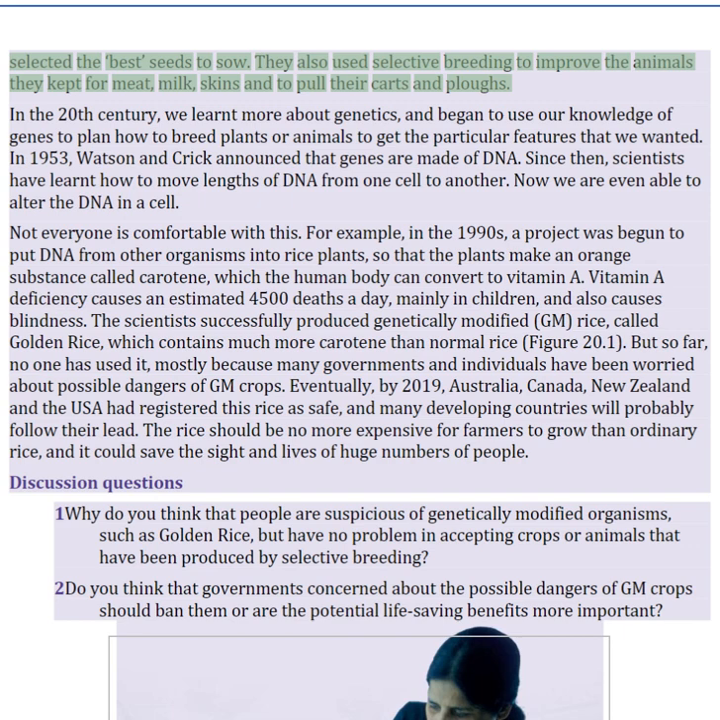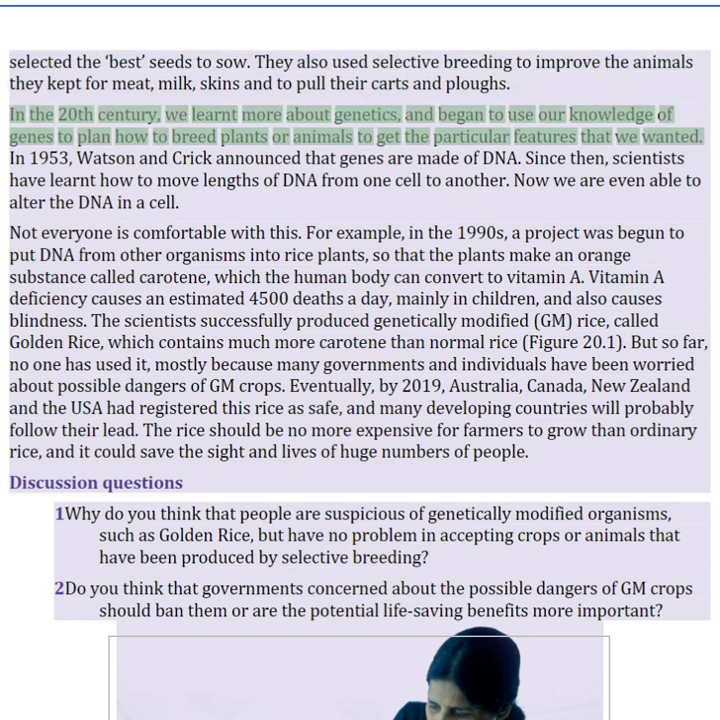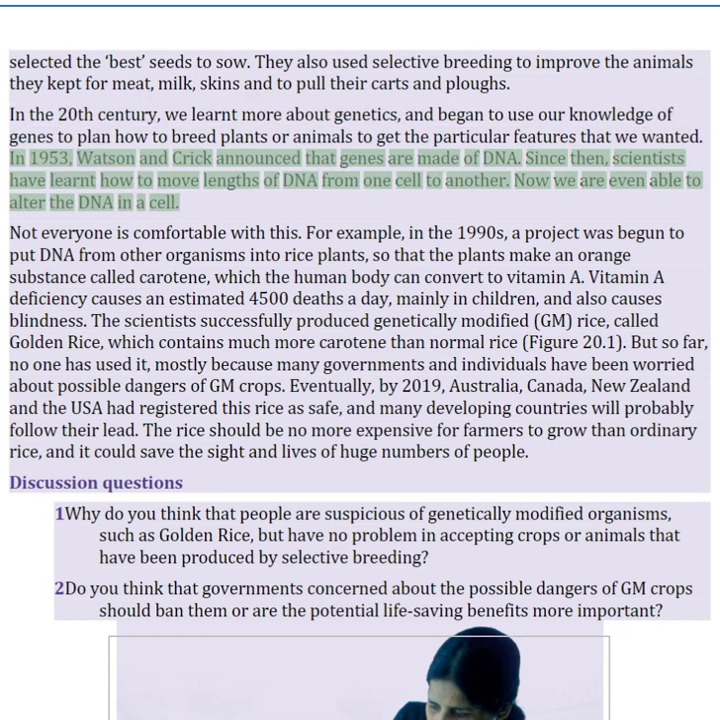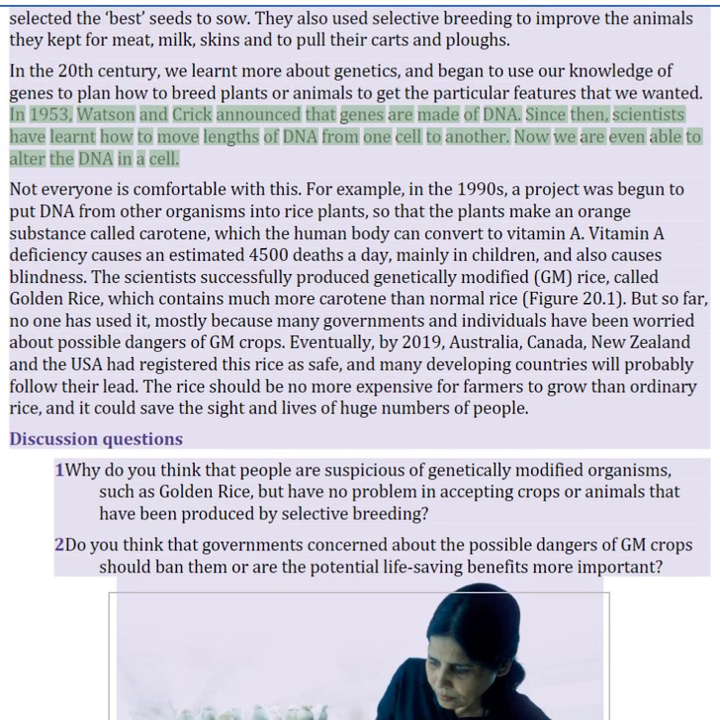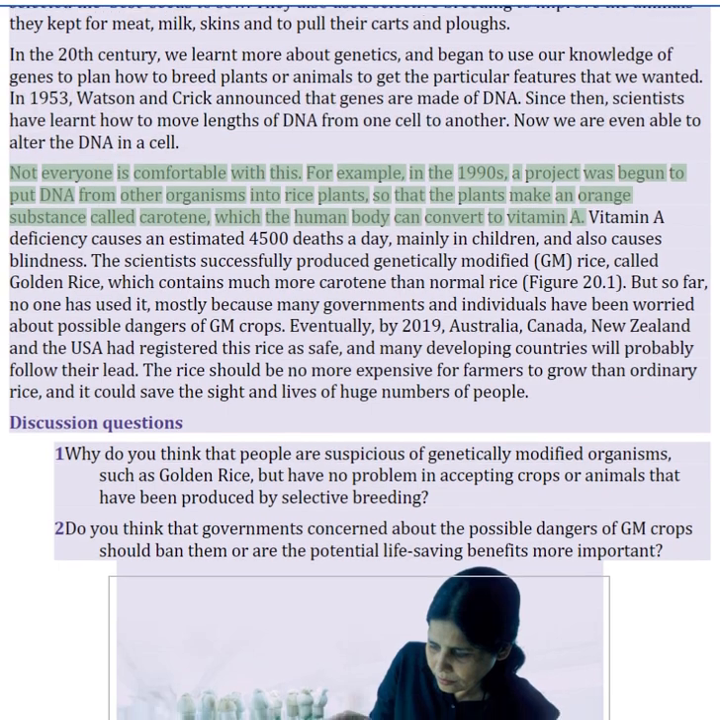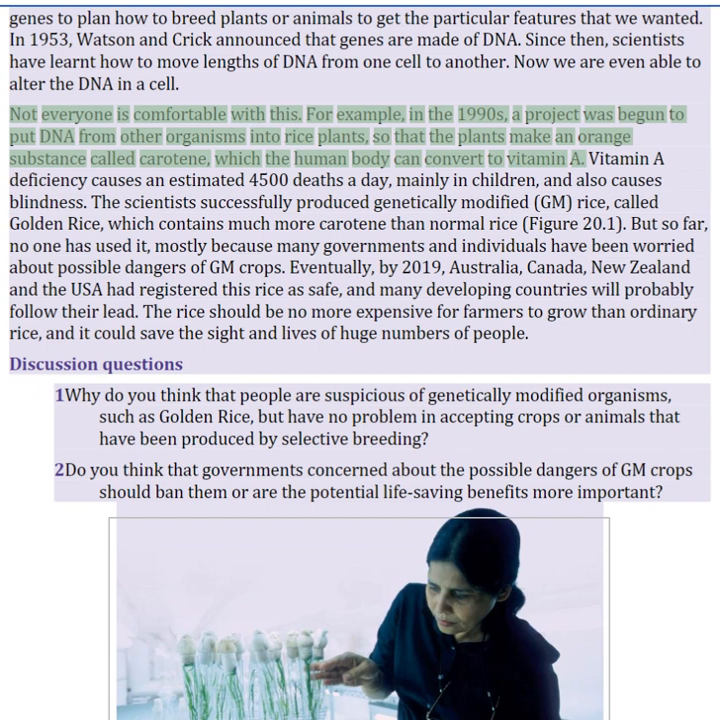In the 20th century, we learnt more about genetics and began to use our knowledge of genes to plan how to breed plants or animals to get the particular features that we wanted. In 1953, Watson and Crick announced that genes are made of DNA. Since then, scientists have learnt how to move lengths of DNA from one cell to another. Now we are even able to alter the DNA in a cell. Not everyone is comfortable with this.